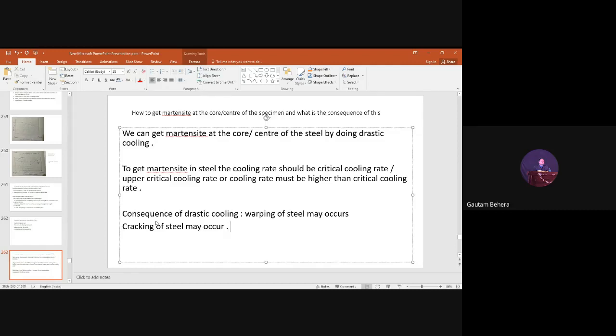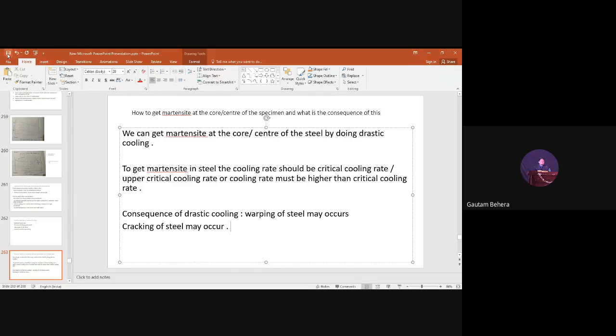Warping means twisting, basically, or there is a bend in the steel specimen, right? If the cooling rate is very high, the steel may bend during the quenching or cooling, or it may get twisted, that kind of thing. Cracking means crack formation will be there, like quench cracks.